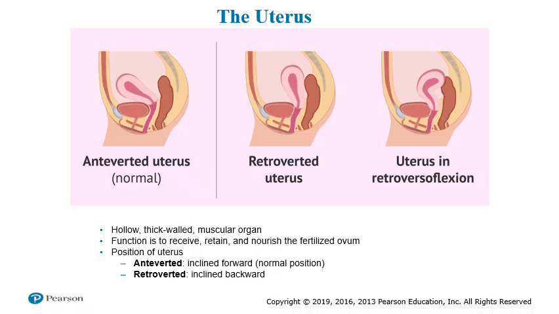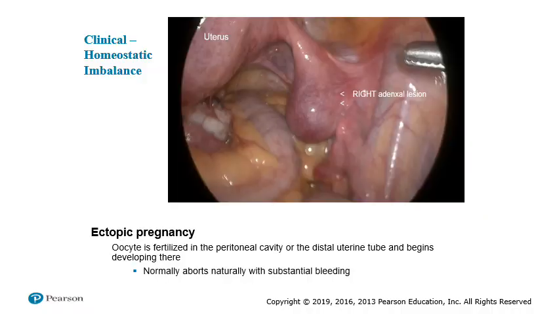Being retroverted or anteverted does not really pose much of a problem in pregnancy. However, some women with a retroverted and flexed uterus have problems getting pregnant because of the positioning of the uterus.